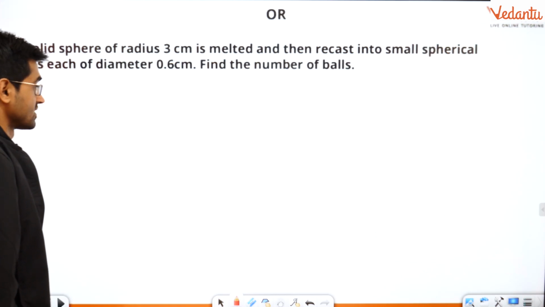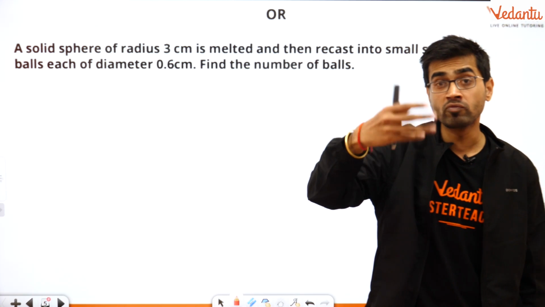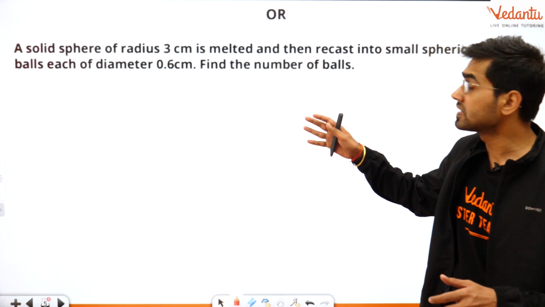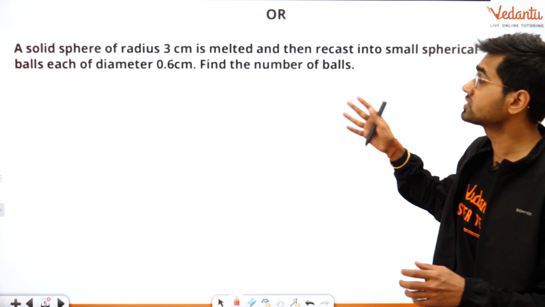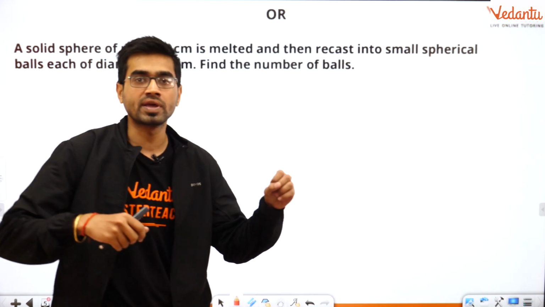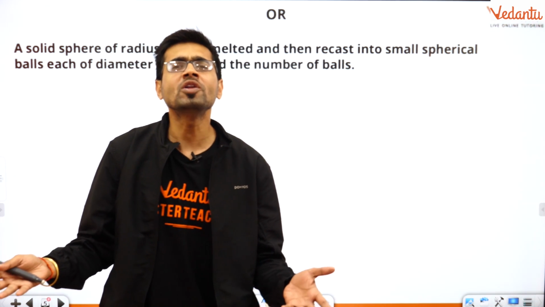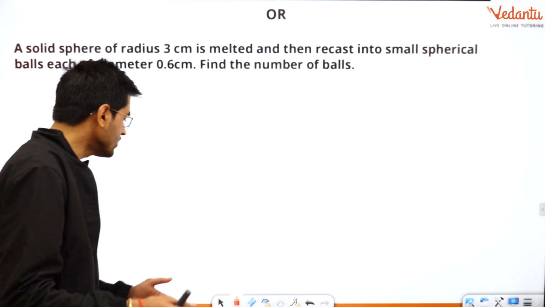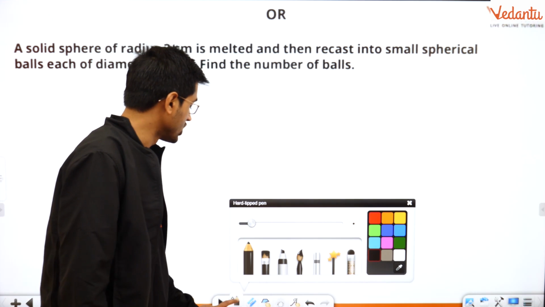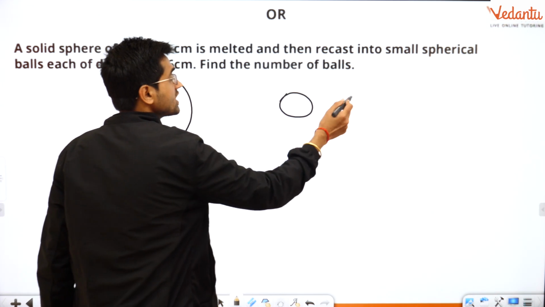Let's do the next one. I'm going to teach you how you can do surface area and volume quite fast now. See, a solid sphere of radius 3 centimeter is melted and then recast into small spheres, each of diameter given here. Remember what is happening. A shape is changing into some other shape. What will remain fixed? Volume will remain fixed. If volume remains fixed, think about it: the initial volume and the final volume should be the same. So if there is a solid sphere, and it is cast into smaller spheres.